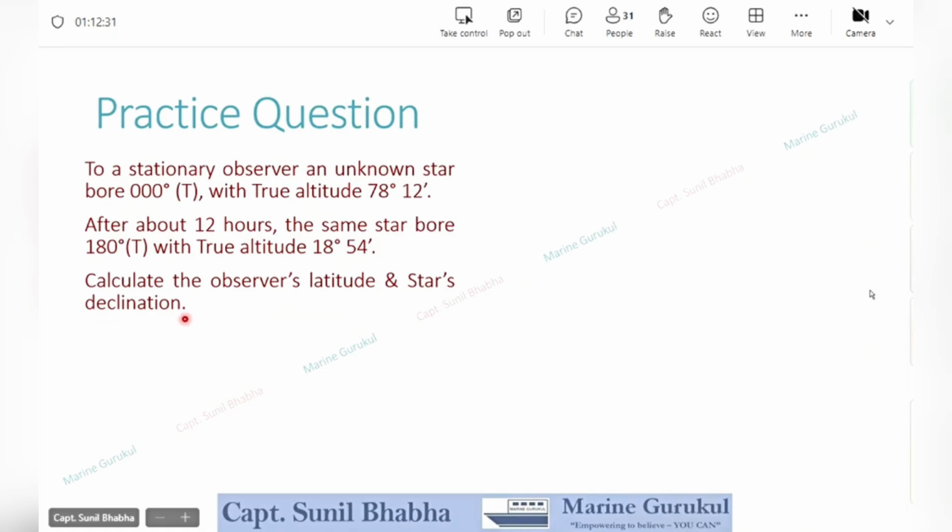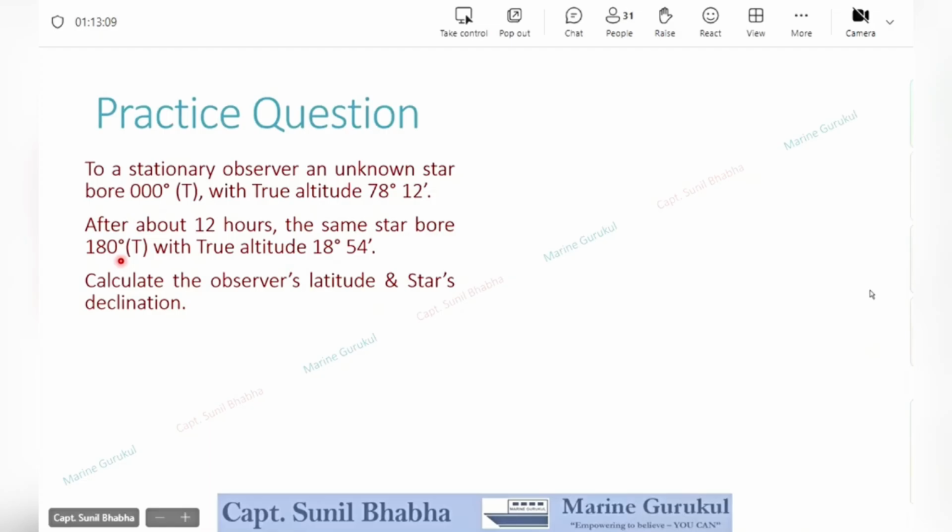So a very straightforward and simple looking question. You observe here that the star is bearing 000 at a particular time, and after about 12 hours it is again bearing 180. So at one time it was north, at other time it was south. This is only possible in case of a circumpolar body. Otherwise, bodies which are not circumpolar come north or south of the observer only once in 24 hours. Anyway, let's now see how we solve these types of questions.